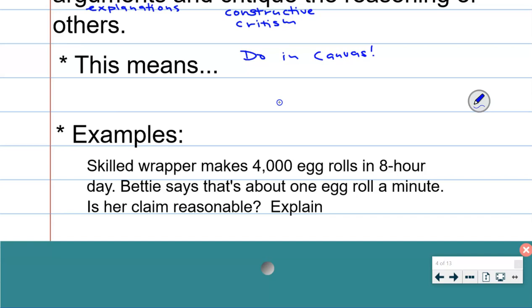That should give you enough time to finish writing it down and to start utilizing math practice 3 to determine, is her claim reasonable? Your 60 seconds starts now. Go.